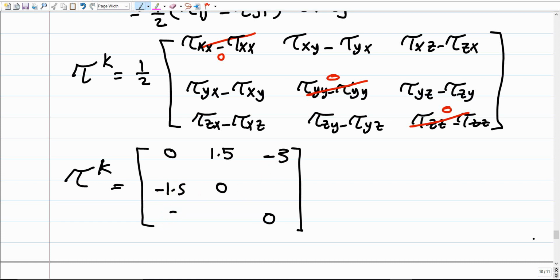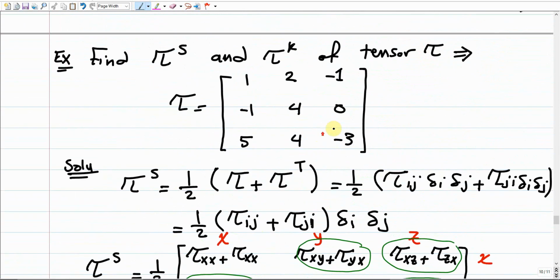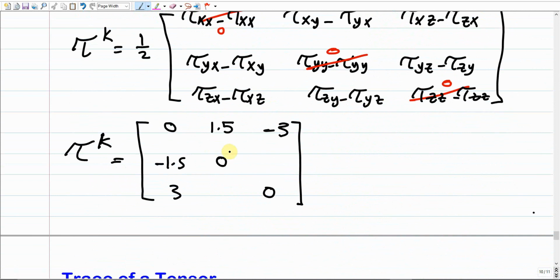This term also is going to be just 3. We still have only one term, which is the tau yz negative tau zy, tau yz, which is 0, negative tau zy, which is 4. So it's going to be negative 4 over 2 gives negative 2. So we're going to end up with a negative 2 here. Then this negative 2, it should be 2 here, right? So this is going to give us the skew-symmetric tensor.